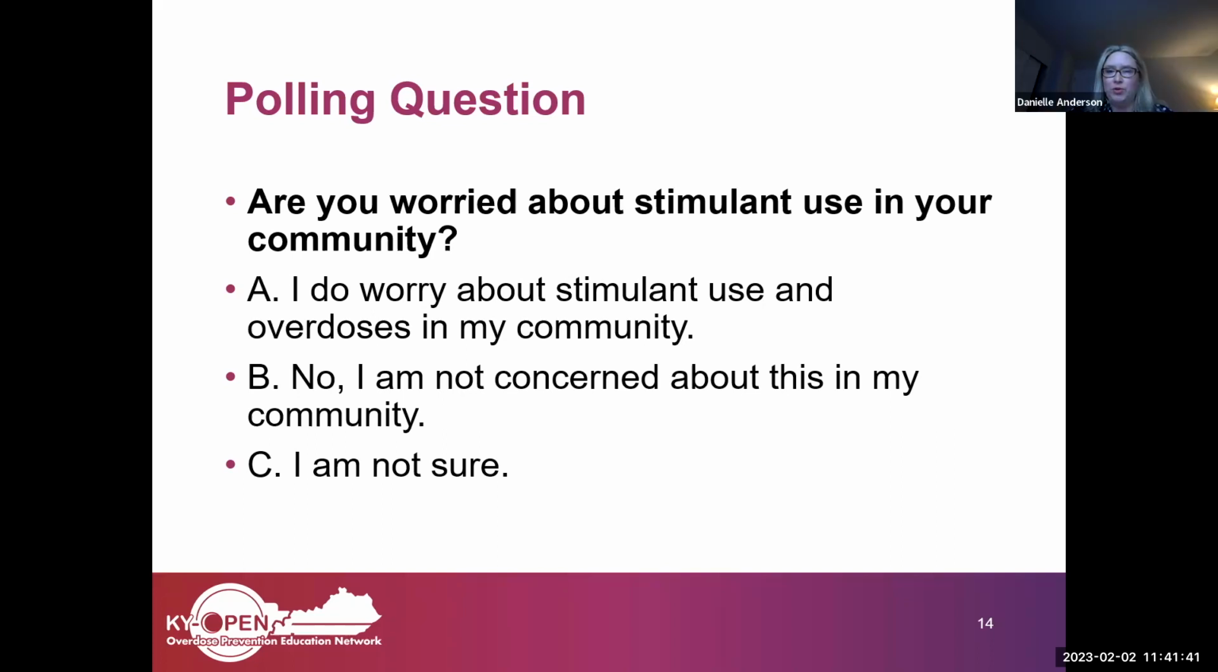So it sounds like the majority of people here today are worried about stimulant use in their community, whether it be cocaine, methamphetamine, or maybe it's possible you have concerns about prescription medications for ADHD being available for purchase. So knowing that, we're going to go forward. Before we move on to the next slide, does anybody want to mention what their concerns are about stimulant use?